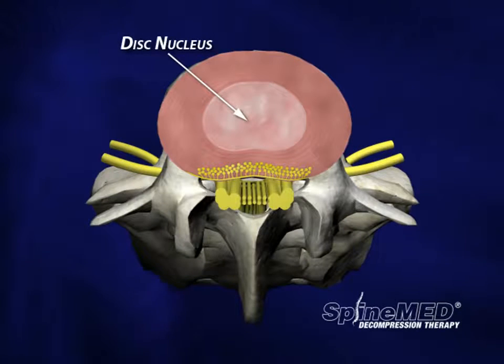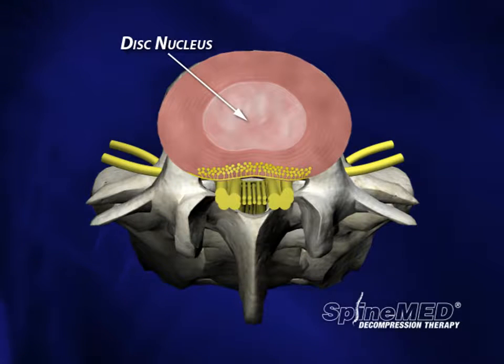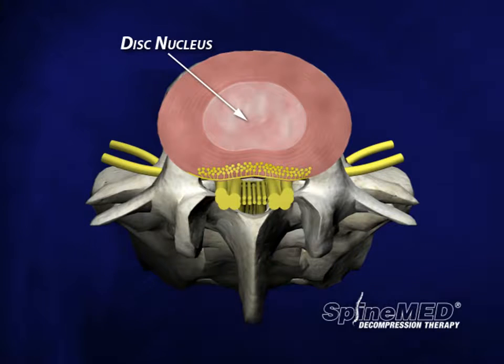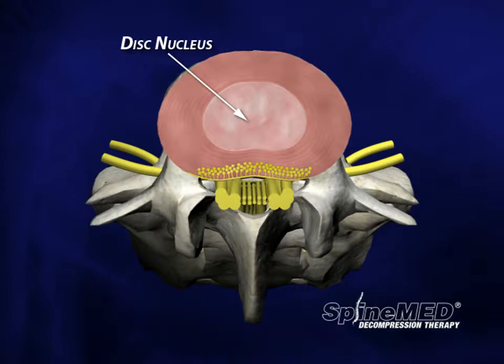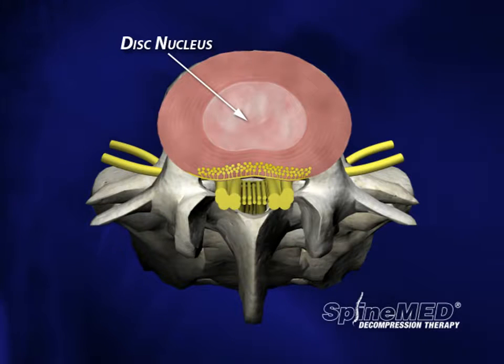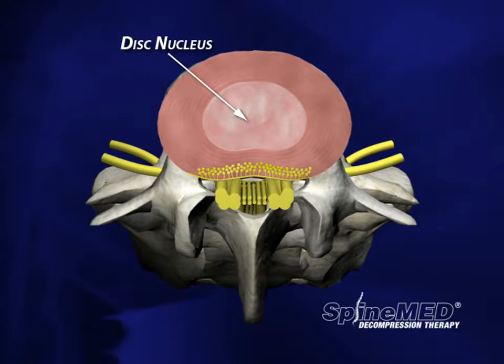above. The pink portion represents the nucleus. This is the gel-like center of the disc responsible for healthy disc height. Water is held within the nucleus by tiny sponge-like molecules called proteoglycan aggrecans. These super sponges have an amazing ability to attract and hold over 500 times their own mass in water.